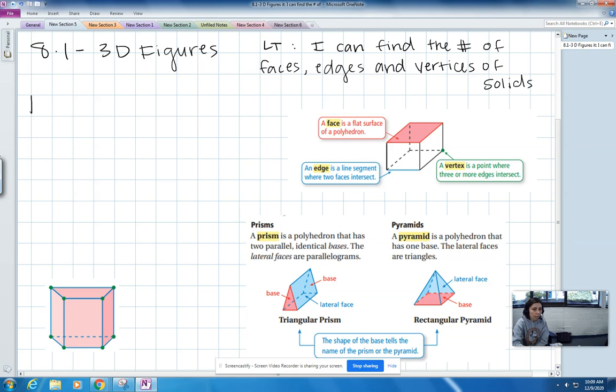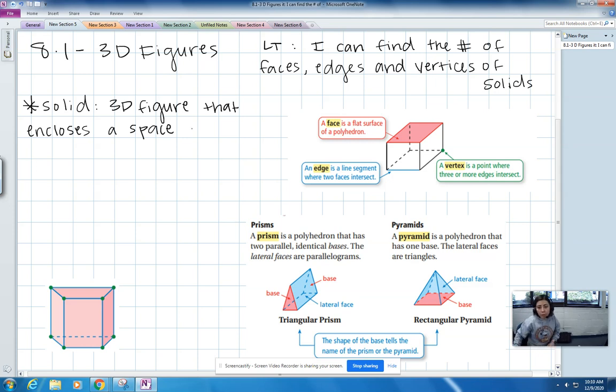The first one is the term solid. In math, what is a solid? A solid is a 3D figure that encloses a space. So let me show you an example of that.